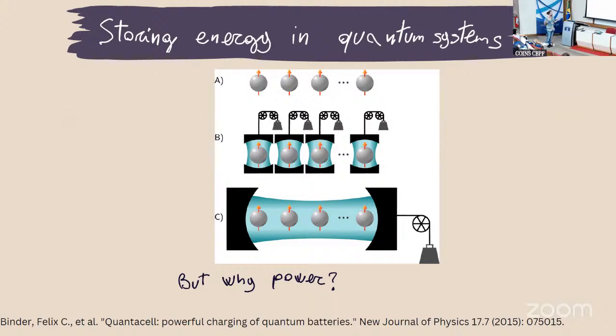And the first relevant work is this by Binder, Felix, powerful charging of quantum batteries, where they show that we can charge batteries in a more powerful way using entangling operations. But then we might wonder, why do we care about power in this setting? I mean, what are we going to charge with these batteries? Your phone? Not really, because the energy content of this system is ridiculous, and the amount of energy we have to spend to prepare these systems and manipulate them is huge.